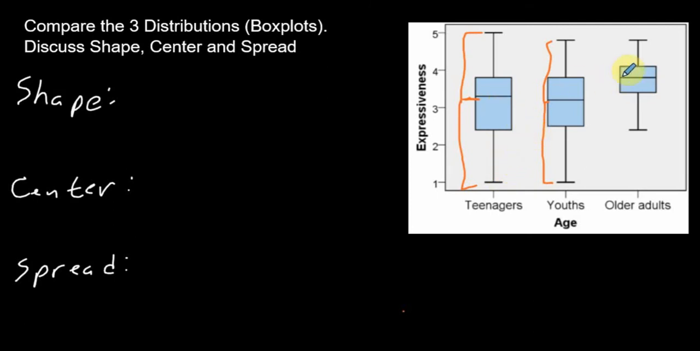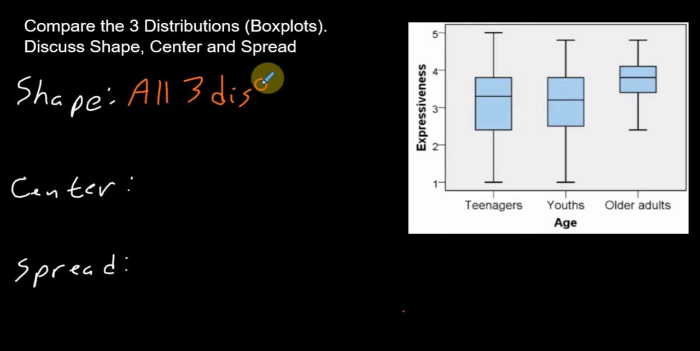So it's roughly symmetric. And again, here, if you look from the median to the top half of our data and the bottom half of our data, all these look roughly symmetric. So let me get rid of all those marks. Okay. And we can say all three distributions are roughly symmetric.